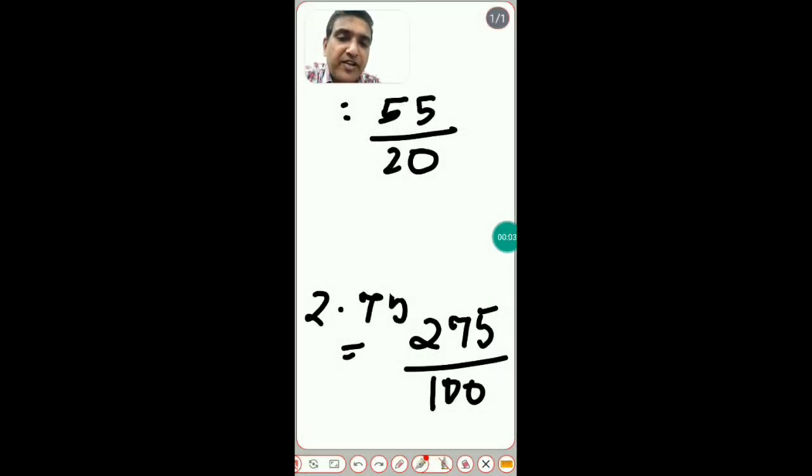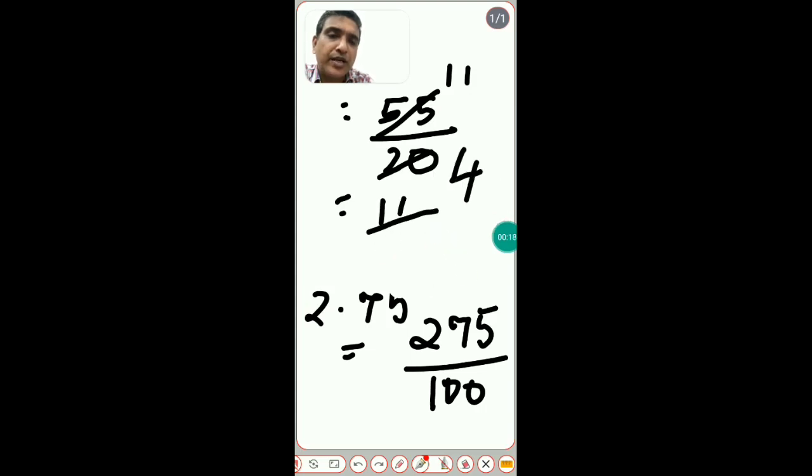Okay. So by simplifying 275 by 100, first step, you get 55 by 20. Again, it is possible. 5 is possible. So in 55, 5 goes 11 times. Here 5 goes 4 times. So 11 by 4. Clear? Okay. So 2.75 is equal to 11 by 4. One more.